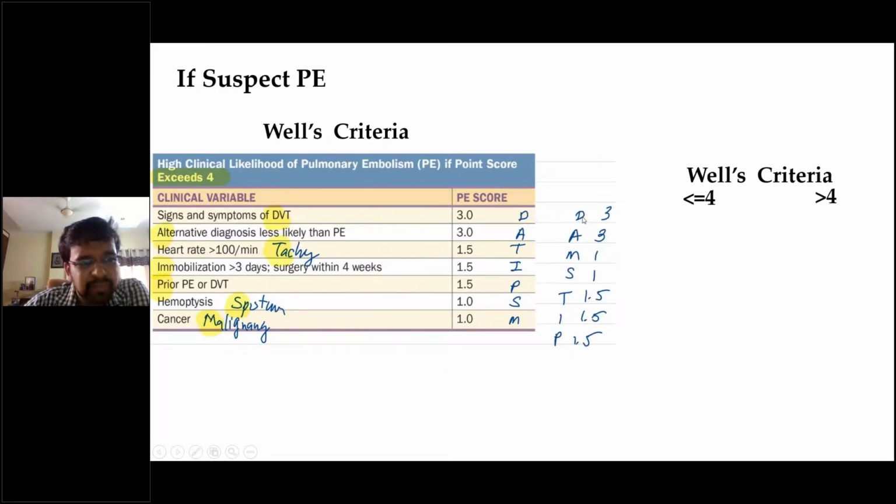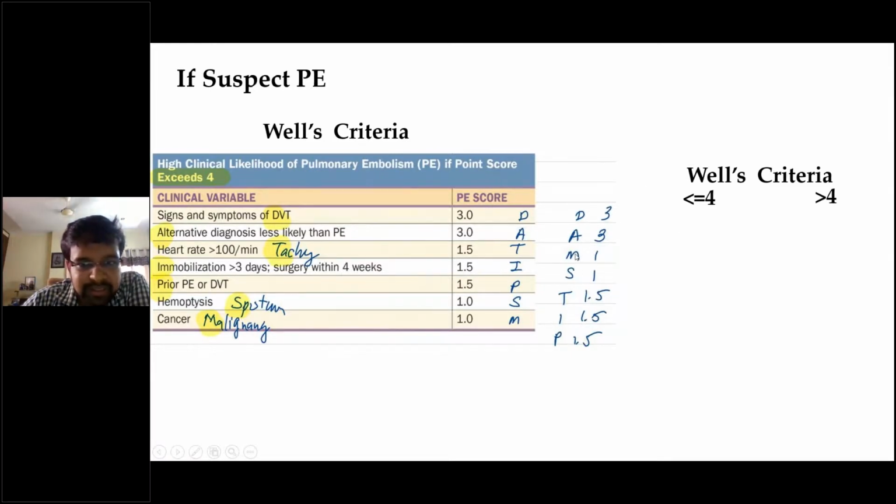D is the signs and symptoms of DVT. A is alternative diagnosis less likely than PE. So now you will understand the significance of A here and why it is being given such a high score of 3. Because an alternative diagnosis less likely than PE is very important. The breathlessness is unexplained. ठीक है, alternative diagnosis हमें मिल नहीं रहा. So this very highly indicates towards pulmonary embolism. So D is the signs and symptoms of DVT, A is alternative diagnosis less likely than pulmonary embolism. These two are giving 3 points.